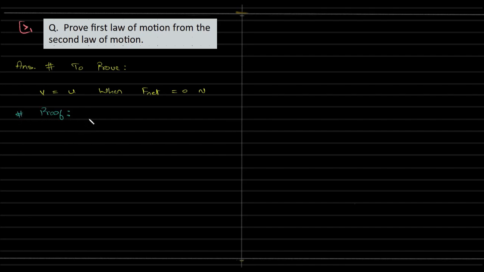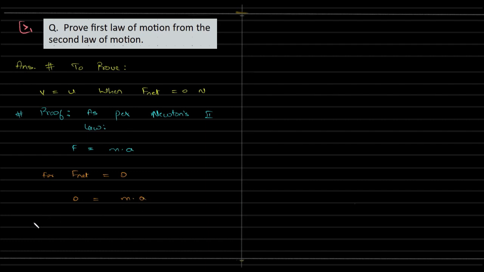The second law tells that as per Newton's second law, we have force is equal to mass into acceleration. So when the net force F net is equal to 0, this becomes 0 is equal to m into a, right?